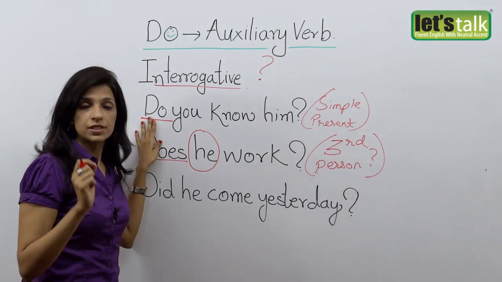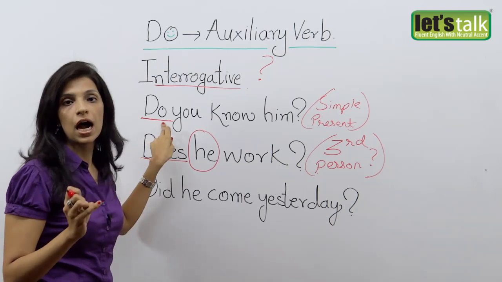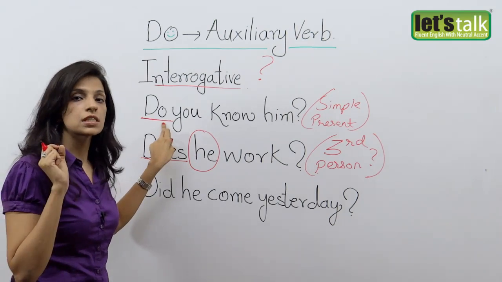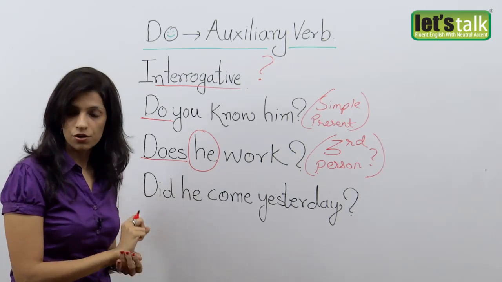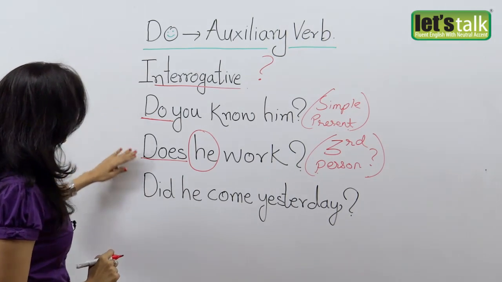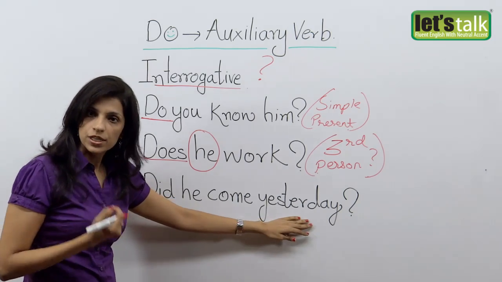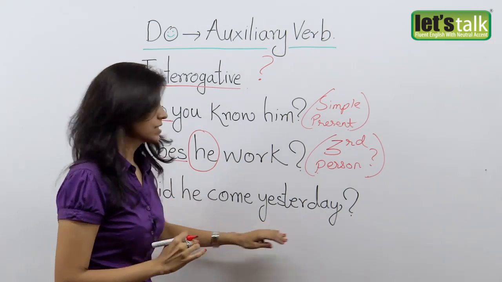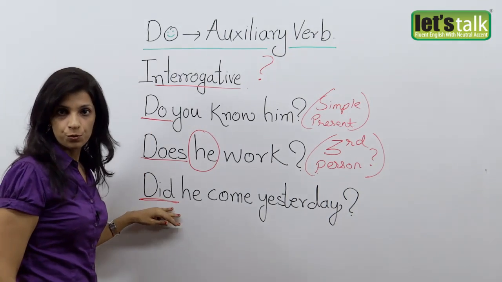So for the simple present tense interrogative statements, you use do for I, you, we, they, and for the third person, you use does. That is for he, she or it. Moving on to the next, did he come yesterday? Now, when you ask a question relating to the past, you will use did. Did is the past form of do.